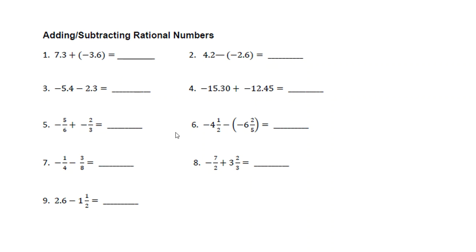Okay, so let's go ahead and look at the fraction ones now. Remember, when you add or subtract fractions, your fractions have to have a common denominator. Okay, so on number 5, you have a negative 5/6 and a negative 2/3. So in both cases, this would be like owing and owing. So our answer is going to be negative.